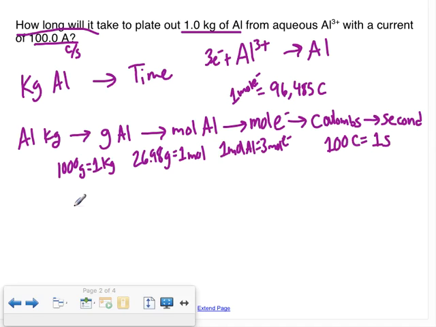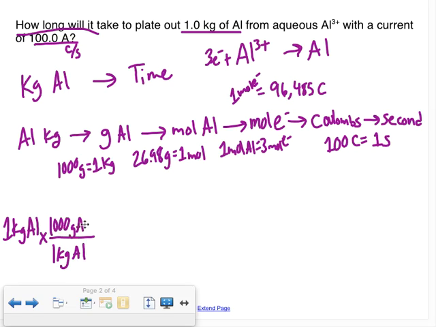Truly, the best way to convert in chemistry is to use the factor label method, so definitely do that. Don't try to think about multiplying and dividing, because you'll probably make a mistake. So we have 1 kilogram of aluminum, and we're going to convert that from kilograms to grams using this conversion factor. 1 kilogram aluminum is equal to 1,000 grams aluminum.